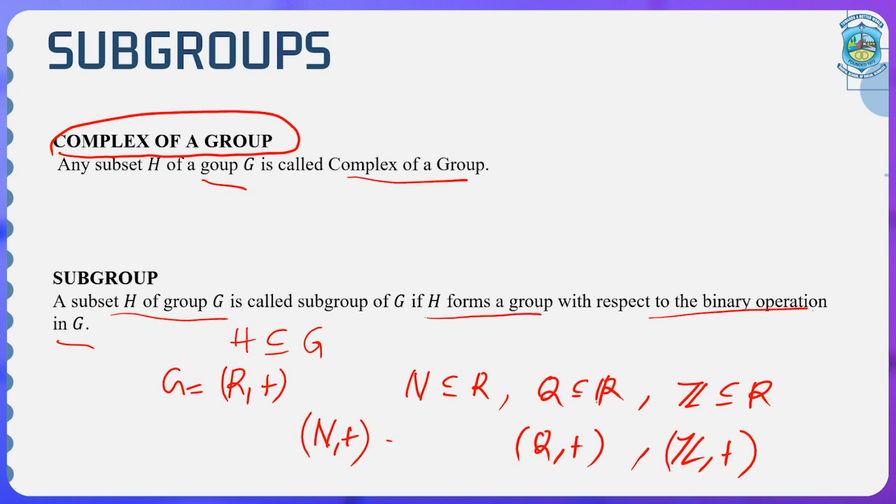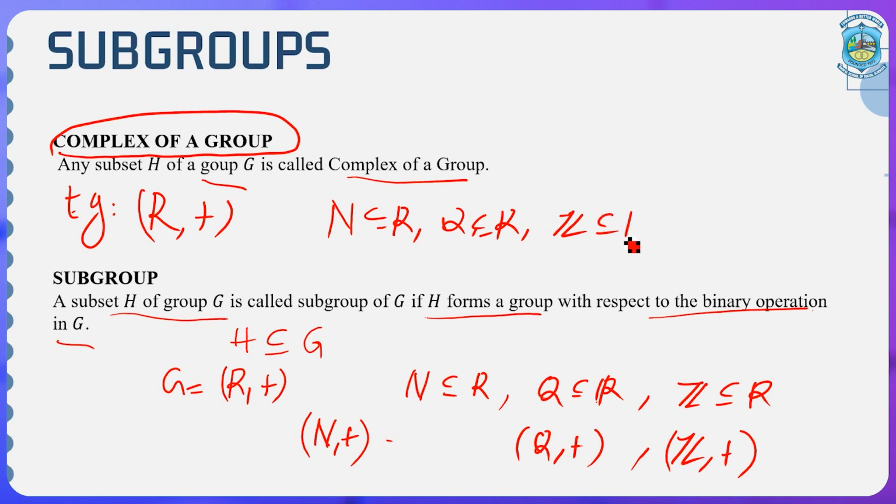Now, we will see the examples of this. I have already told you, real numbers with respect to addition. We will consider the same example. Natural numbers are a subset of real numbers, rational numbers are a subset of real numbers, integers are also a subset of real numbers. All these become N plus, Q plus, Z plus. All these are examples of complexes. It is not necessary that it itself should become a subgroup.